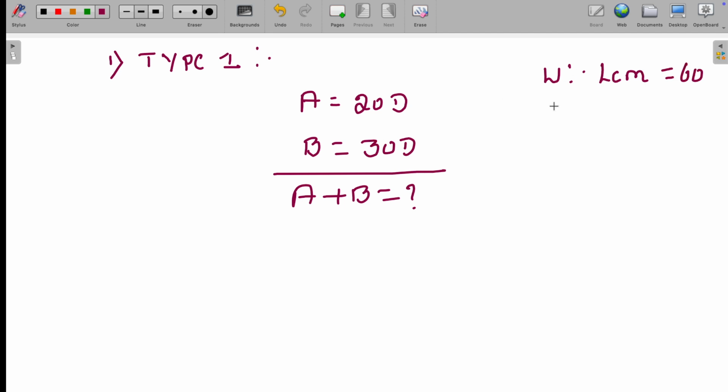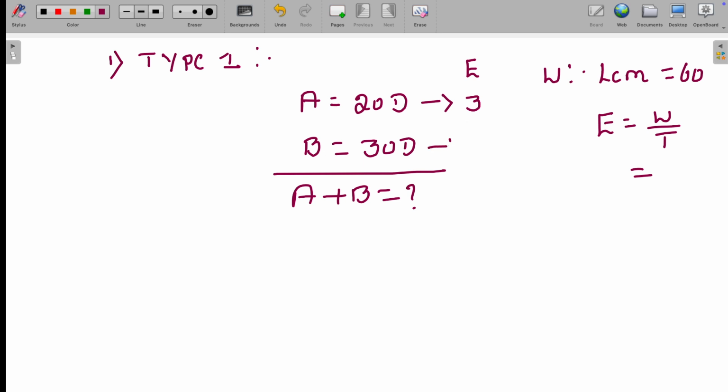Now after getting the work, I need to find the efficiency or capacity. How to find capacity? If I give 60 parts of the work, A can complete it in 20 days. Then in one day, what is the capacity? 3. How do you get that capacity, or efficiency? Work divided by time. That is called capacity. So work is 60 divided by 20, which is 3.